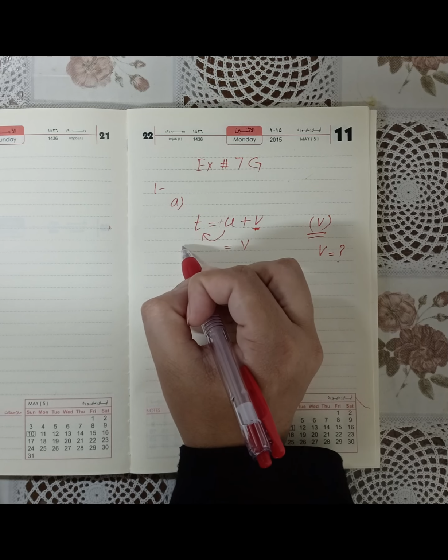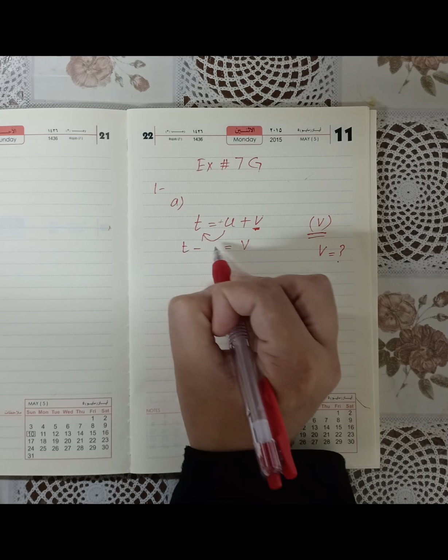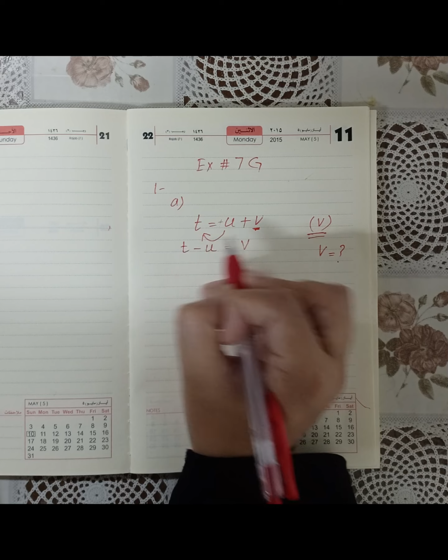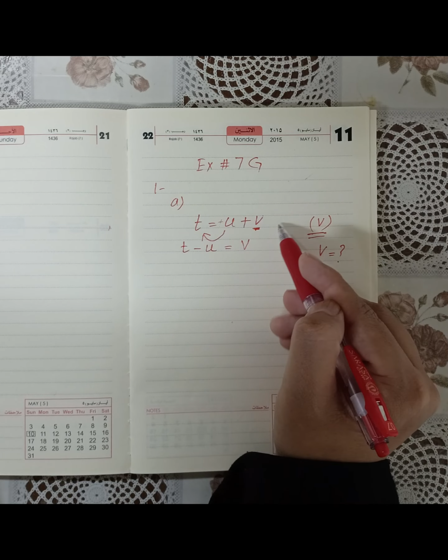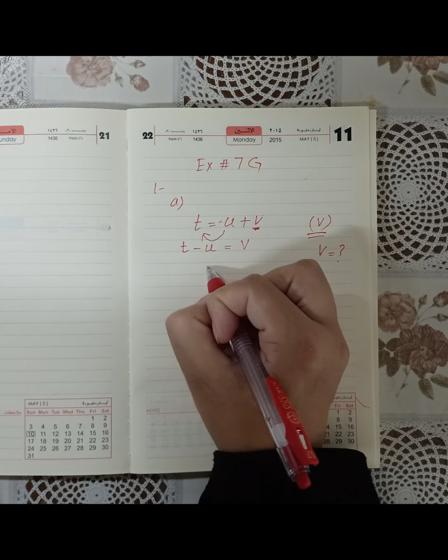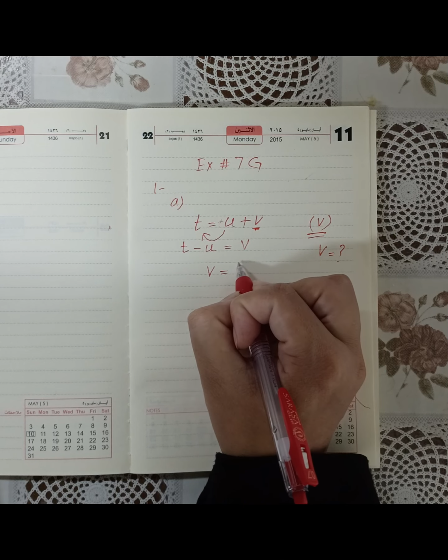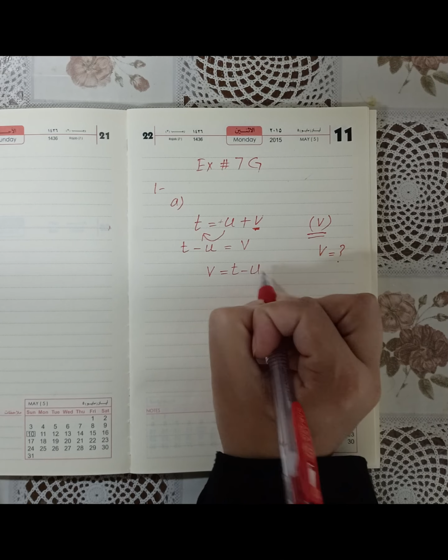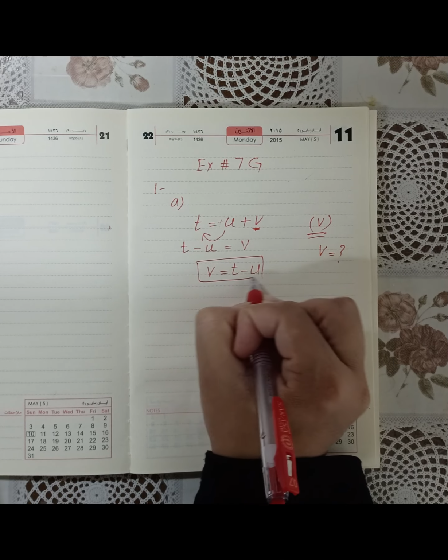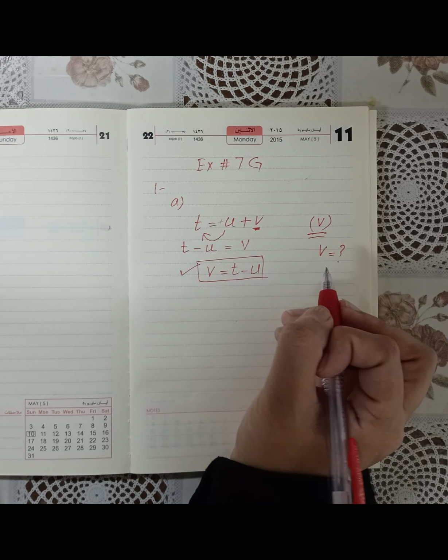When it goes to the other side, it will become t minus u. You know, the sign will change. Or you can say we subtracted u from both sides. So we have v equals t minus u. This is our subject v. We found our subject v.